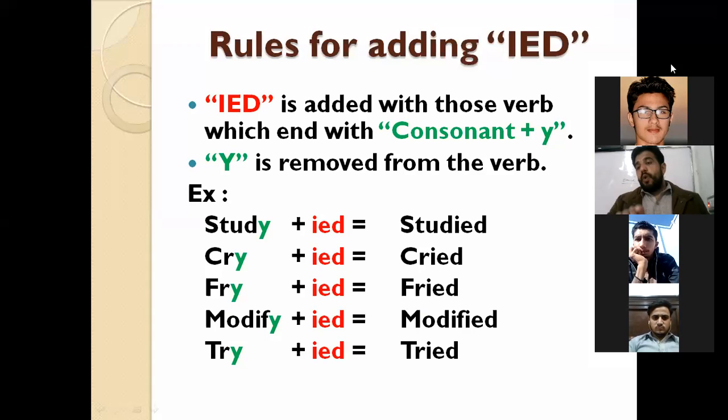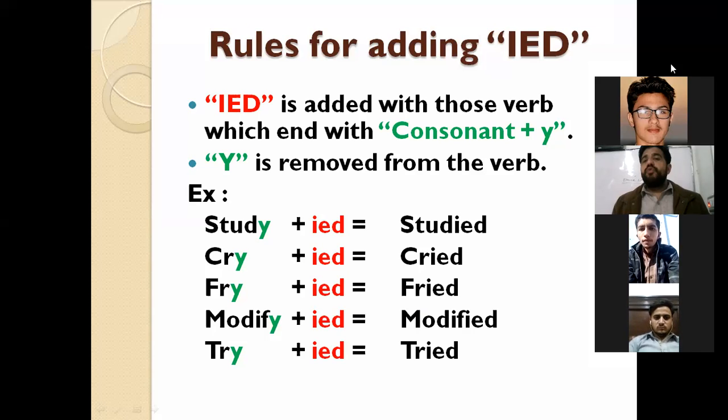Likewise, we can say cry. Cry is the verb which ends with RY, R is a consonant letter, and then it finishes with Y. So we change the Y to I and we add ED. Like we say fry, so fry also ends with consonant plus Y. So we change the Y to I and add ED. Same is the case with modify, and same is the case with try.